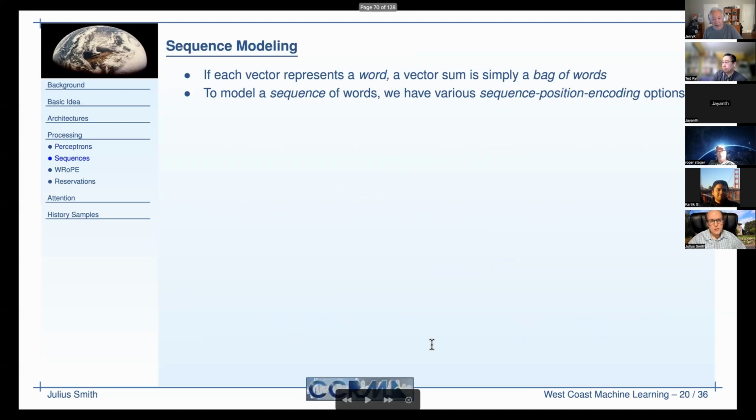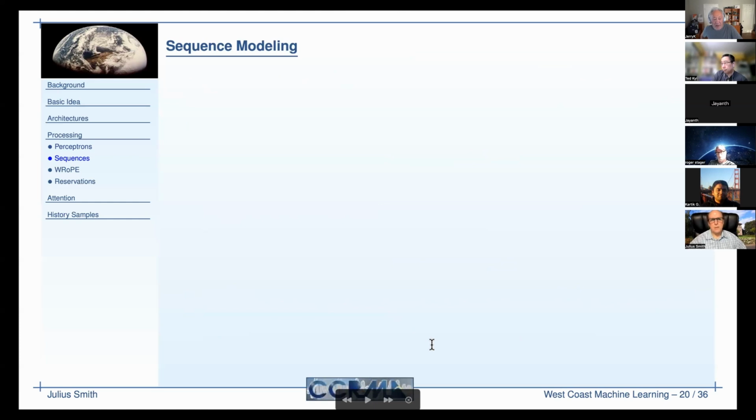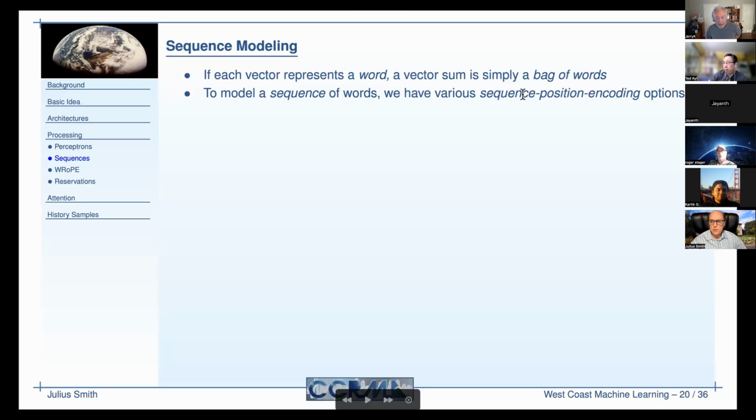Okay, so now we want to do sequence modeling. So we've got this vector memory, we've made it deep, we've got this big neural network, we can do pattern matching, pattern recognition, but now we want to do sequence modeling. So we have to have some notion of a sequence, and it's not there right now because our vector sum has no ordering, right? There's no ordering in a sum. So a vector sum you can think of as just a bag of words. So we have to introduce sequence position encoding.